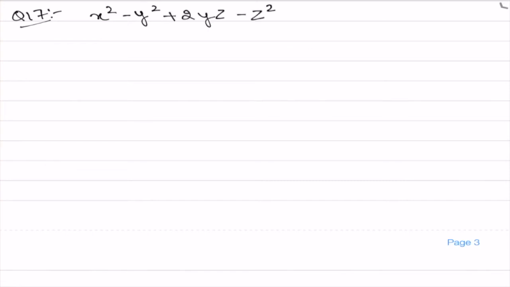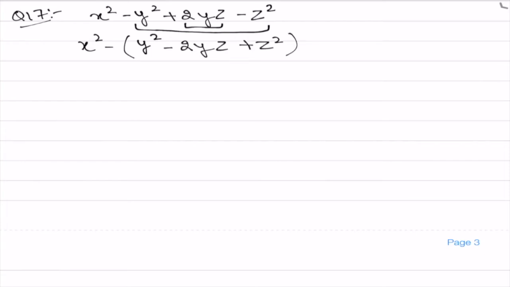Here we can see that x square, y square and z square, all these three are perfect squares. But 2yz is the odd one out in this expression. So what we will do here, we will put these three terms together in one bracket. So x square minus, when we start with the bracket, signs will change because of the outside negative sign. So positive will become negative and negative will become positive. Here we can see that this becomes a formula. Which formula? (a minus b) whole square, that is equal to a square plus b square minus 2ab.